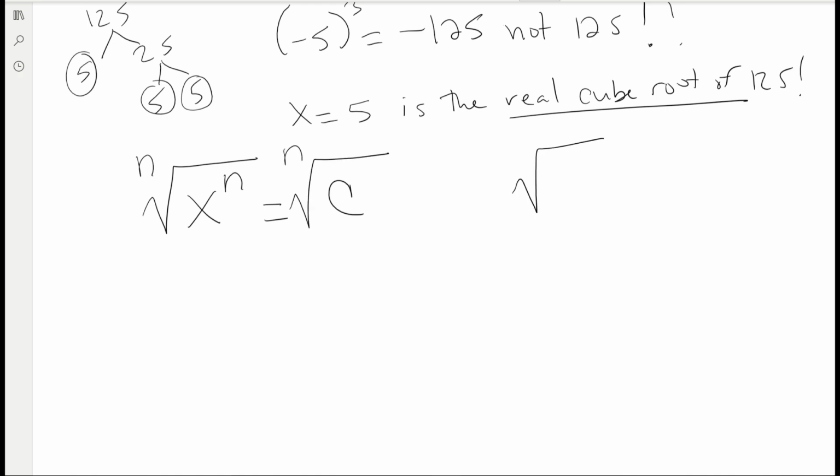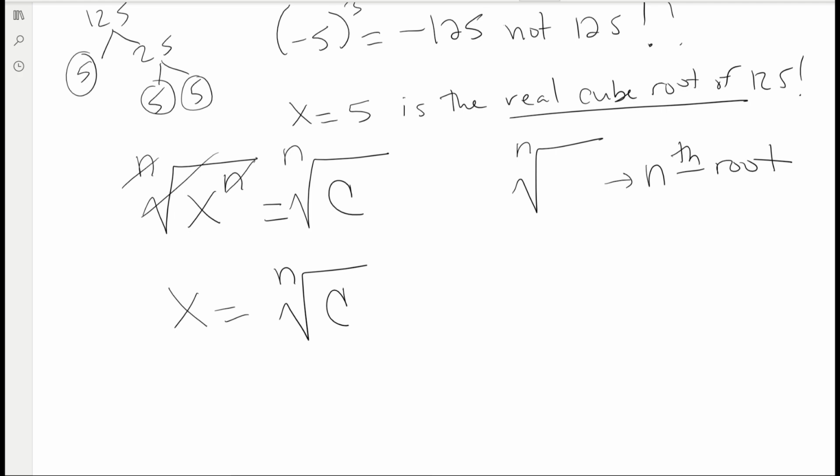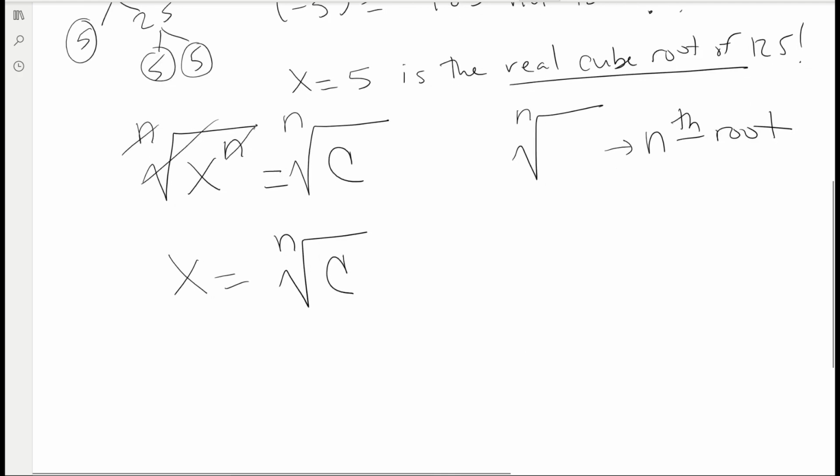So again, this radical with the n here is known as the nth root. And now in this case, the result cancels on the left side, leaving me with x equals the nth root of c. Again, c being the radicand, this being the radical symbol, and n being the index.